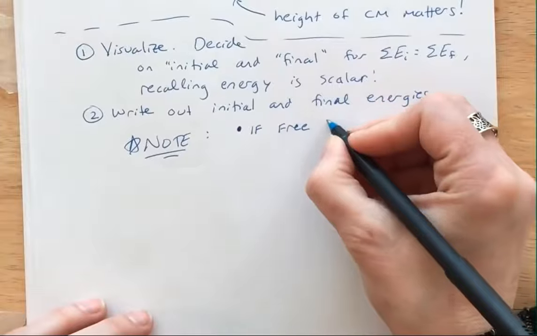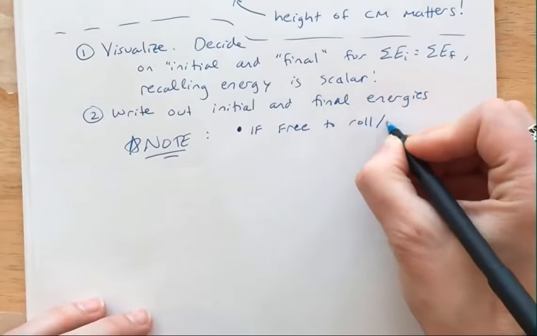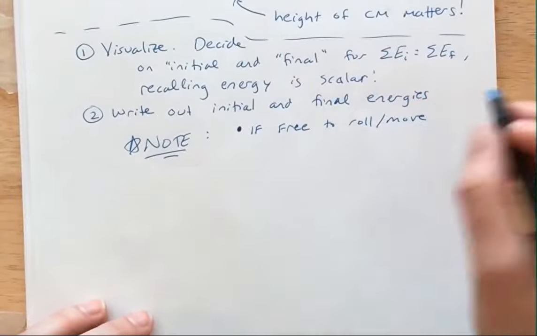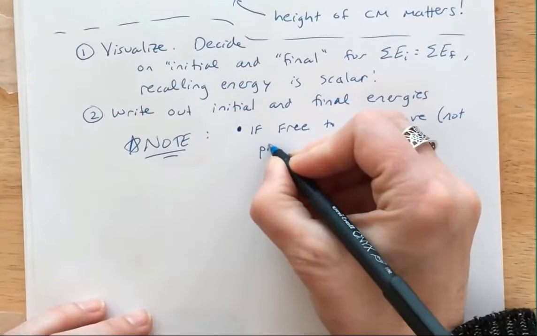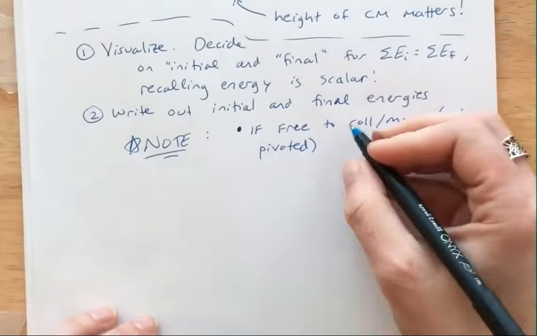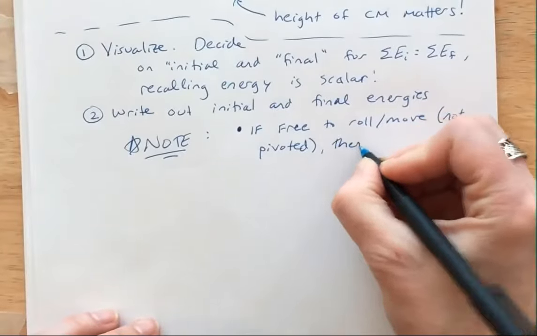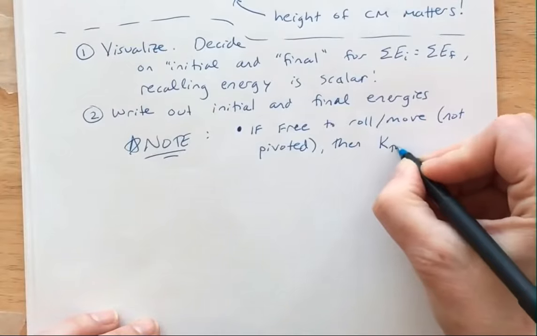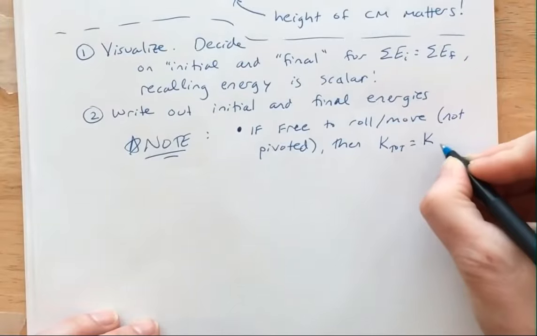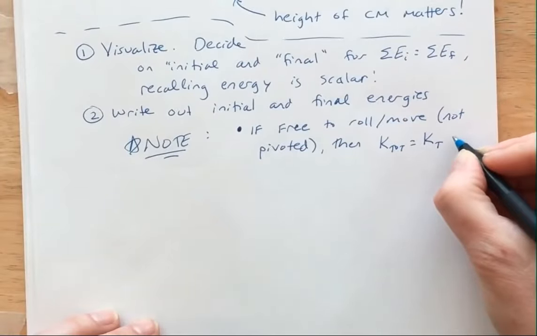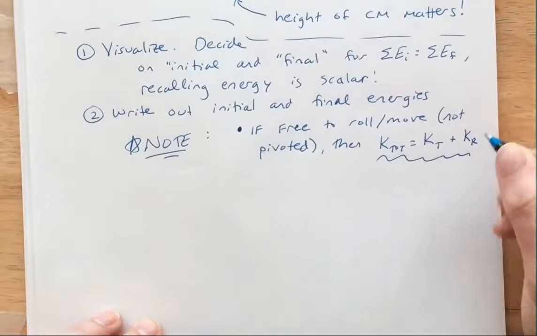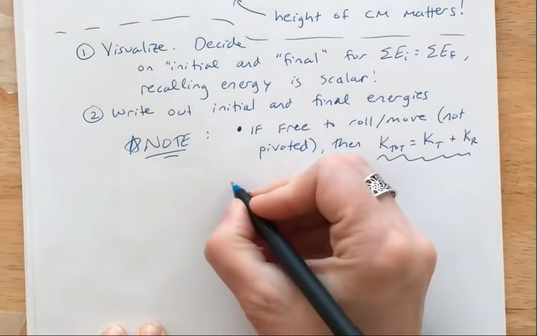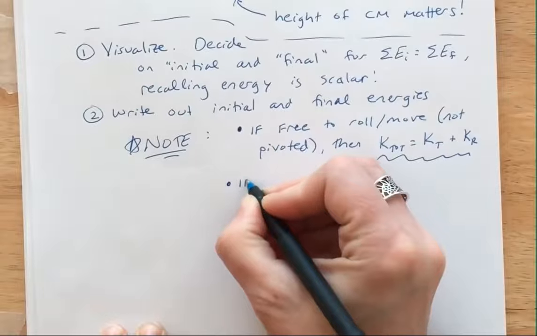If we look at the first case, something that's free to rotate, so it's free to roll or move, meaning that it's not in some way constrained. I'll just say here, not pivoted, for problem recognition purposes. Then K total is going to be equal to both your translational kinetic energy of the center of mass and your rotational kinetic energy.